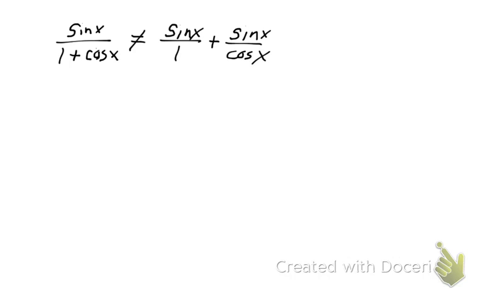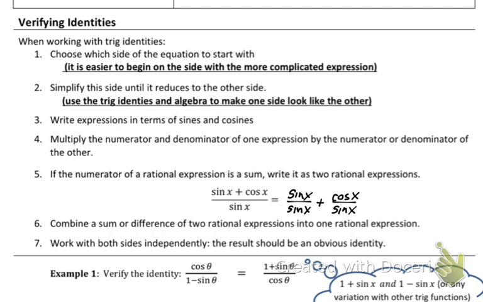All right? It's just a common mistake. I might be accused of doing it at some point, just rushing through something. All right? So I want to make you aware that you can split the top. You cannot split the denominator. All right, then it says combine a sum or difference of 2 rational expressions. That's when we push them together versus pulling them apart. And finally, you may have to work on both sides independently.